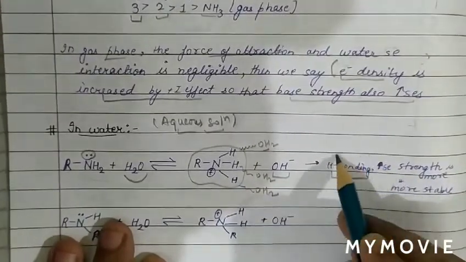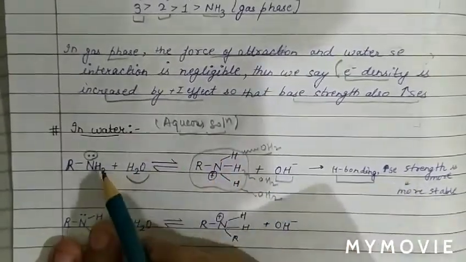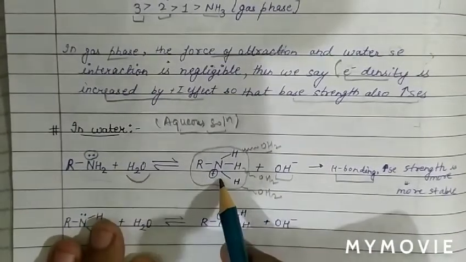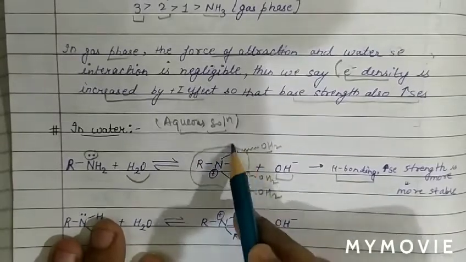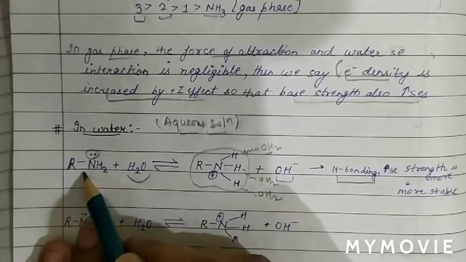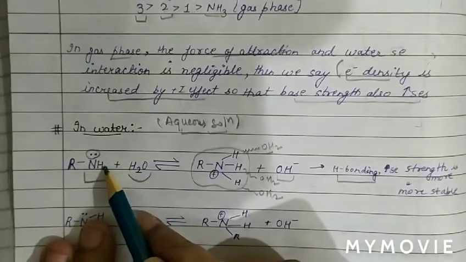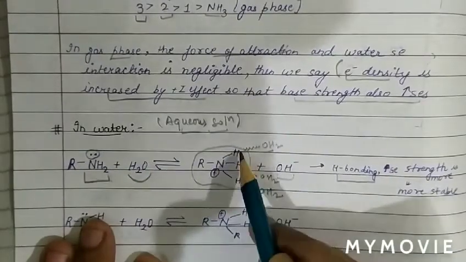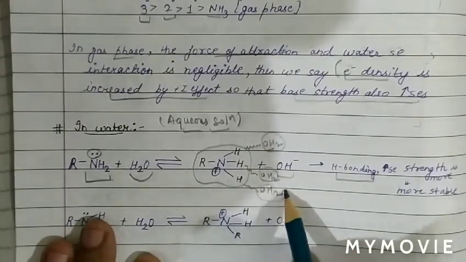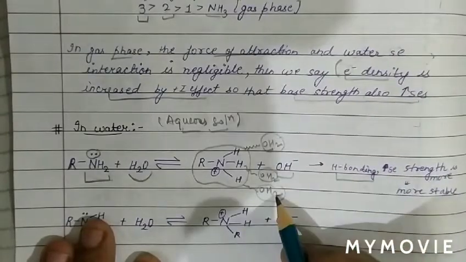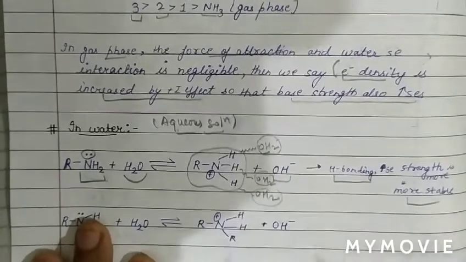If hydrogen bonding is more, it means the conjugate acid is more stable. Basically, a base accepts a proton and forms a conjugate acid, and if the conjugate acid is more stable, then the basic strength of the base is more. After acceptance of a proton, the conjugate acid is formed, and this conjugate acid is stabilized by hydrogen bonding through these water molecules. So hydrogen bonding is more, therefore the stability of this conjugate acid is more. This is a more stable conjugate acid.